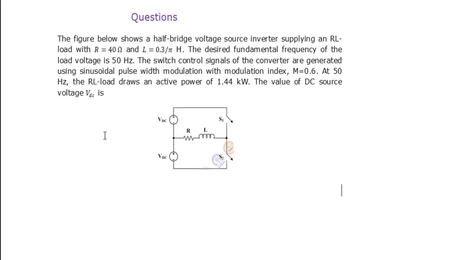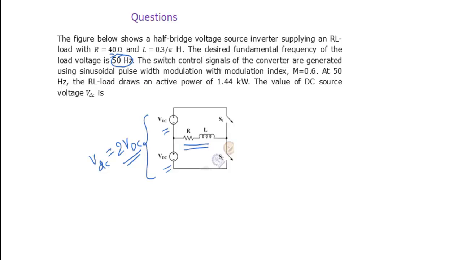So look here. Here also a half-bridge inverter is given, but the total voltage is given as 2 times VDC. Remember that. In our case, VDC by 2 is nothing but VDC. The figure below shows a half-bridge voltage source inverter supplying an RL load, again an RL load, with R equal to 40 ohm, L equal to 0.3 by 5 Henry. The desired fundamental frequency of the voltage is 50 Hz. Look at that, frequency is 50 Hz.